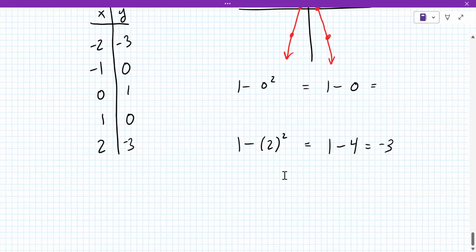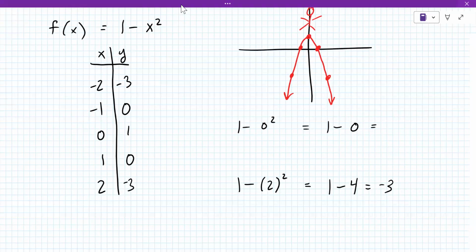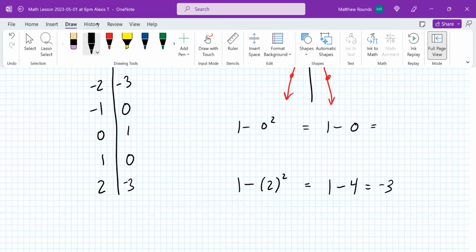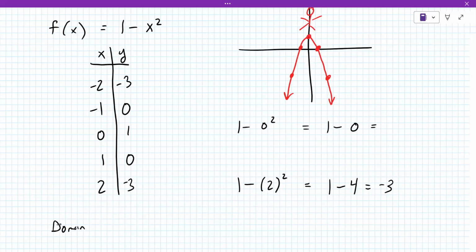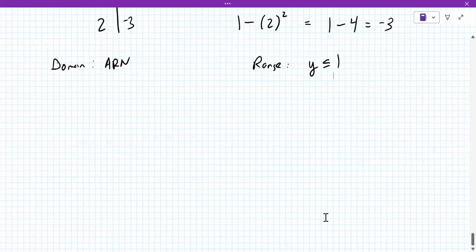Okay, real quick here again. What is the domain and range? The domain is all, and then the range is y is less than or equal to 1, negative 1. Yes. Well, 1 or -1, which one is it? 1. 1, good. Okay, very good.